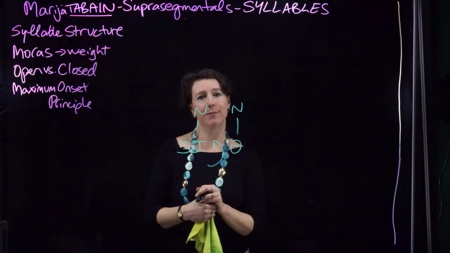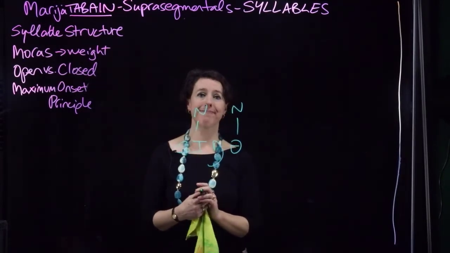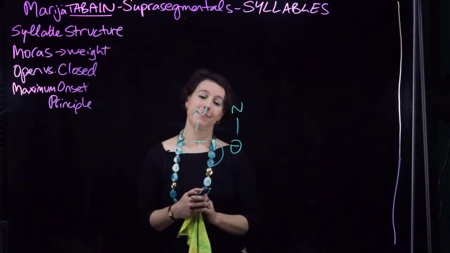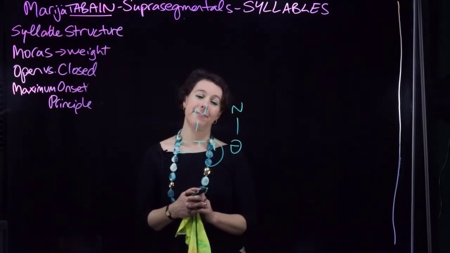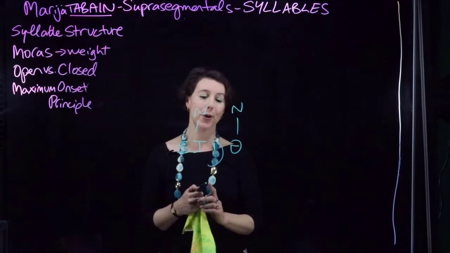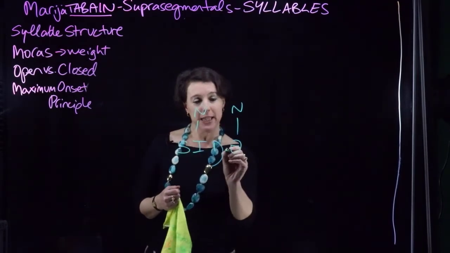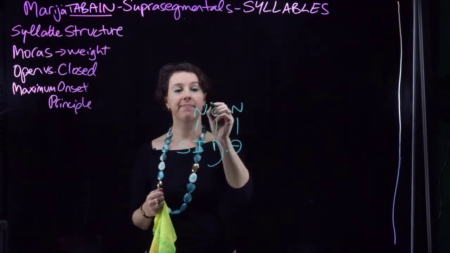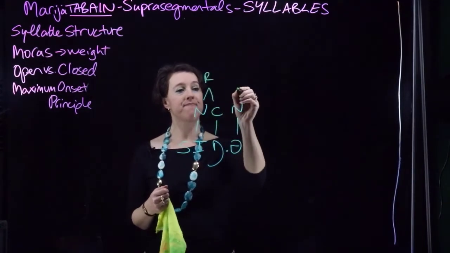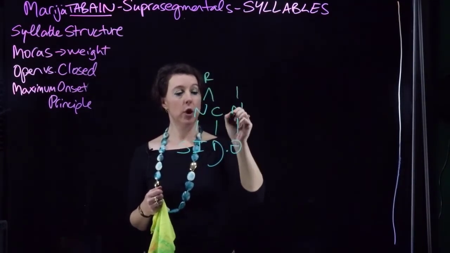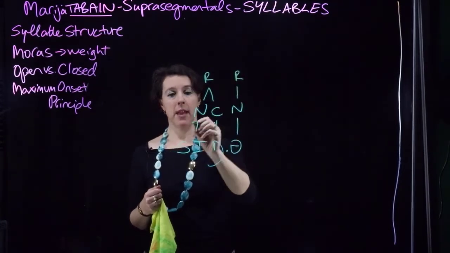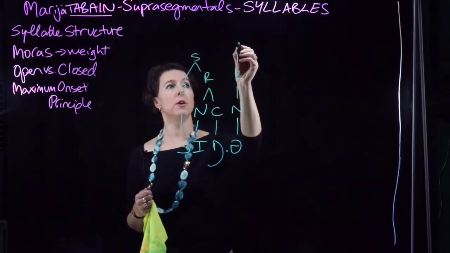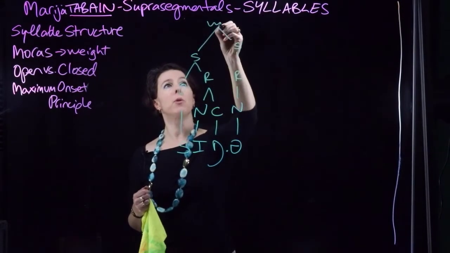Maximum onset principle would... I don't know what to do. So I'm going to say if we're following the maximum onset principle, a word can't begin with ng, and we'll put that into the coda and rhyme. And this nucleus also goes into a rhyme, and this is an onset, and they join up to form a syllable. This also goes up to a syllable, and then we're up to the word.